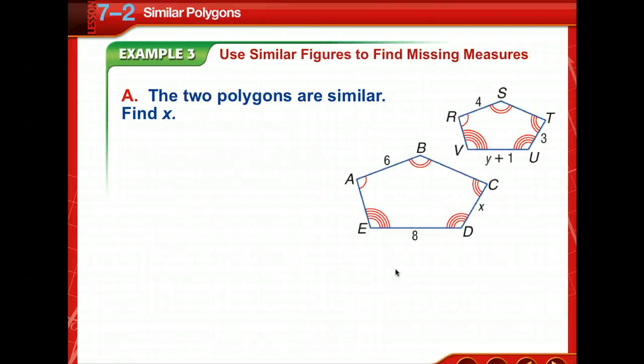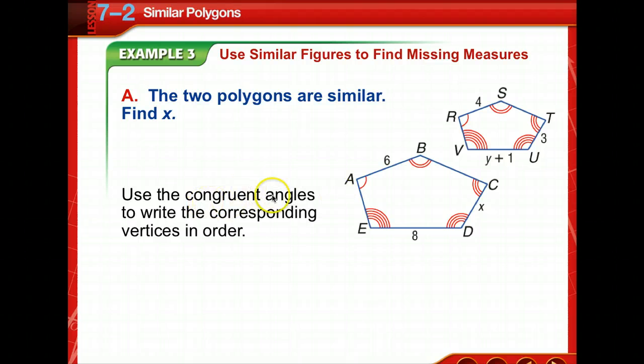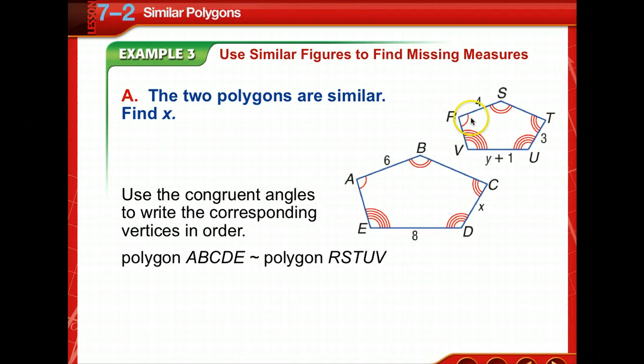Now we're going to use similar figures to find missing measures. You can use scale factors and proportions to solve problems involving similar figures. So let's look at this. If the two polygons are similar, which they are, the arcs are marked, so it's showing that they're similar, find x. We're going to use the congruent angles to write the corresponding vertices in order. So A is to R, as B is to S, as C is to T, as D is to U, as E is to V. Notice we got A, B, C, D, E. Polygon ABCDE is similar to polygon RSTUV.